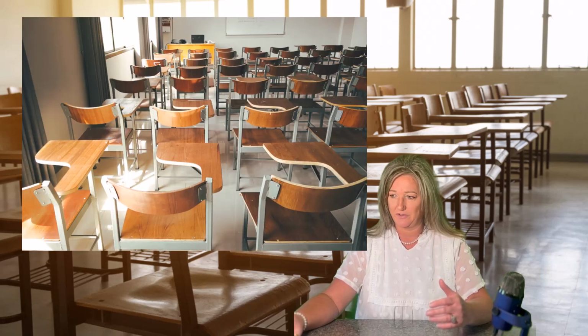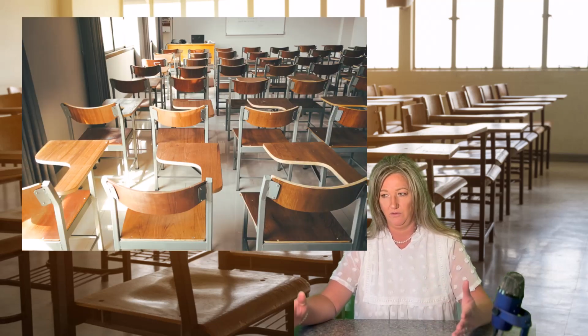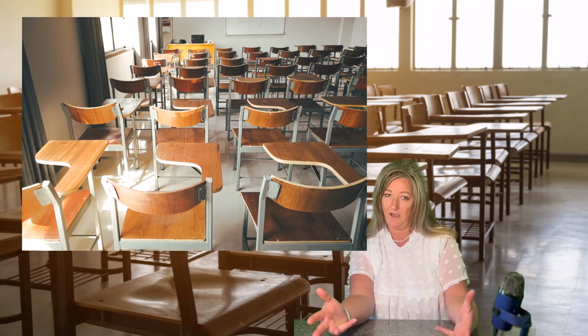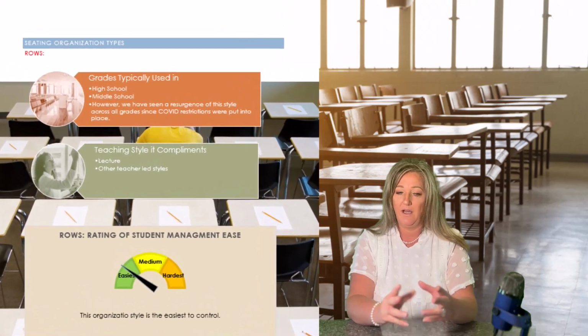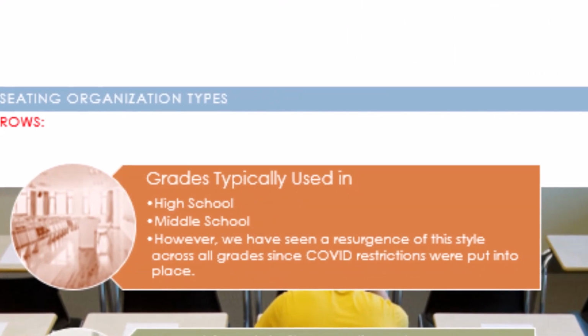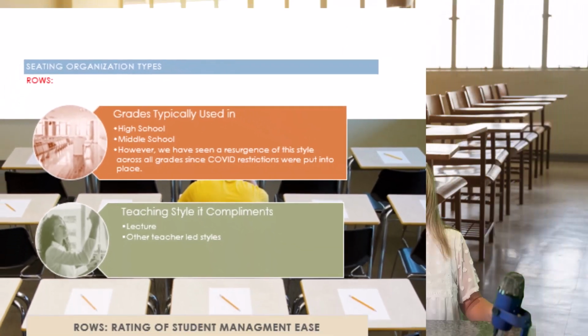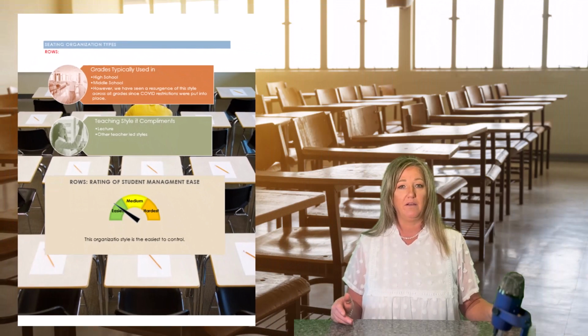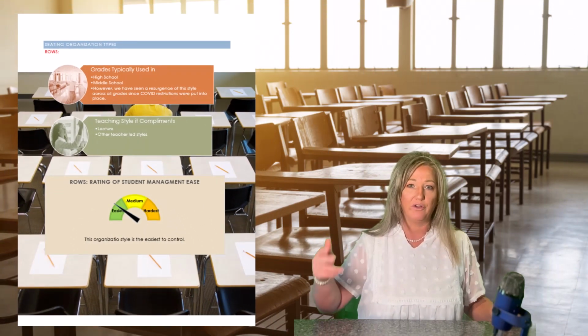Rows, that's pretty self-explanatory. You can see there in the picture, the tables are in rows. This is typically used in high school and middle school. I will say that there has definitely been a resurgence of this style since COVID, from pre-K all the way up. Again, I don't find this a bad method as long as you're good at what you're doing.